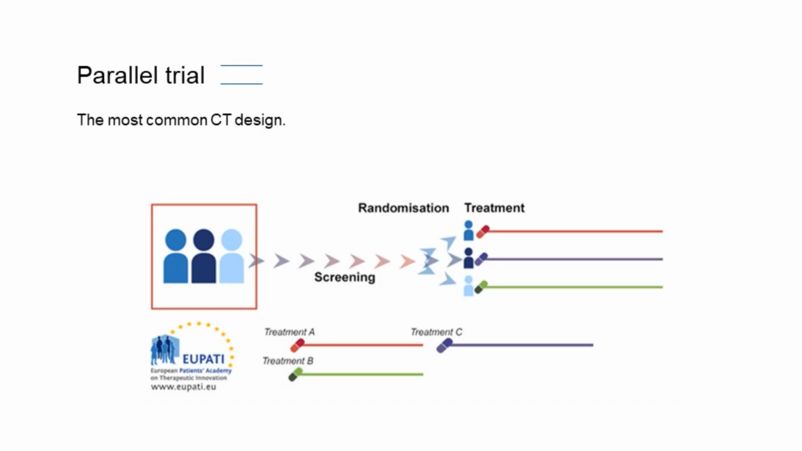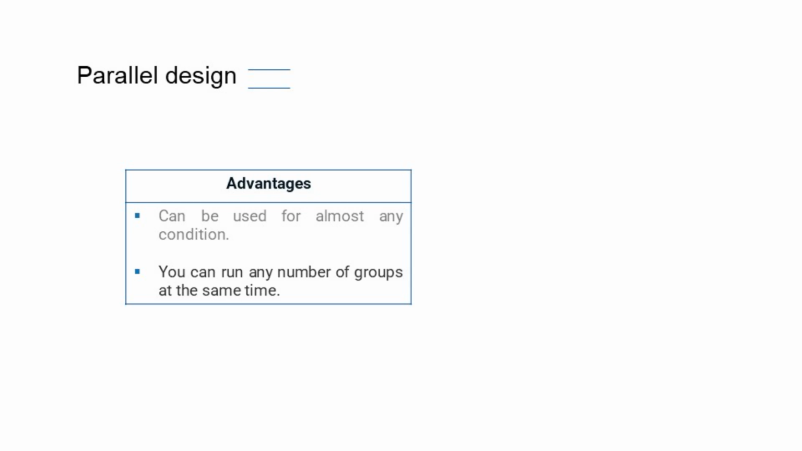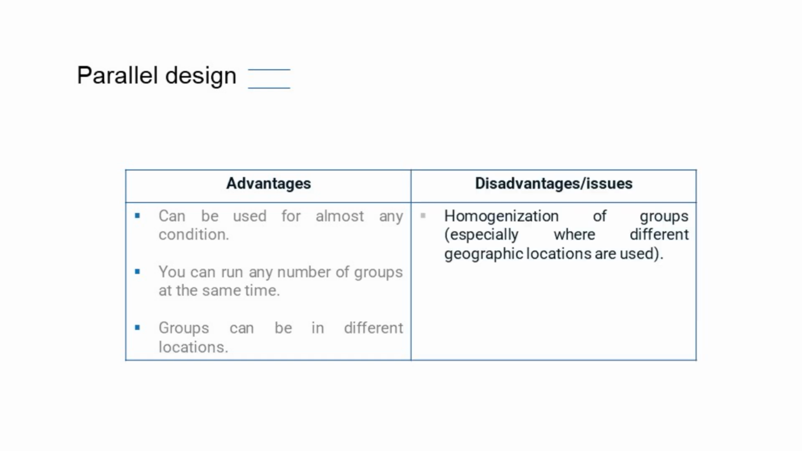Parallel groups. In the case of parallel group randomization, after randomization, each participant remains in the assigned treatment group for the duration of the study. The symbol here is more than transparent: 2 parallel lines. The parallel group design can be applied to many diseases, allowing experiments to be conducted simultaneously in multiple groups, and these groups can be in different locations. The problem is the homogenization of groups.